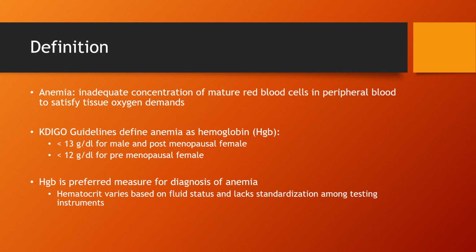And hemoglobin here is the preferred measure for the diagnosis of anemia. We typically don't want to use hematocrit, even though that's another lab value we commonly see, because hematocrit does vary based on their fluid status, so whether they're hydrated or dehydrated, and also lacks standardization among different testing instruments.